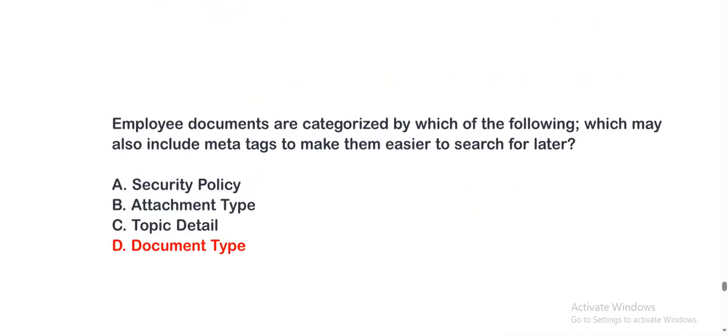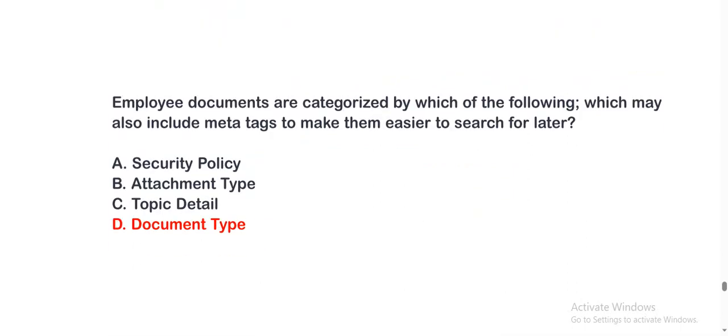Next question is, employee documents are categorized by which of the following, which may also include meta tags to make them easier to search for later? And the options are: option A, security policy; option B, attachment type; option C, topic detail; and option D, document type. And the correct option is option D.